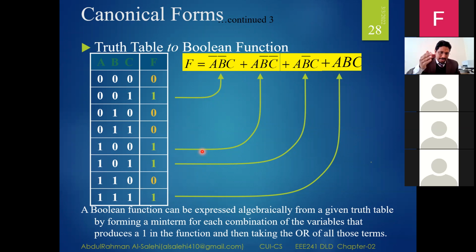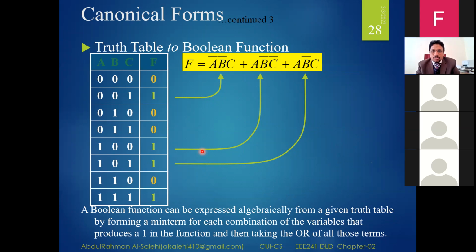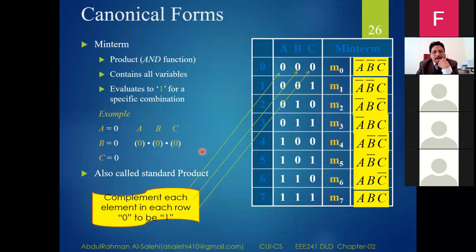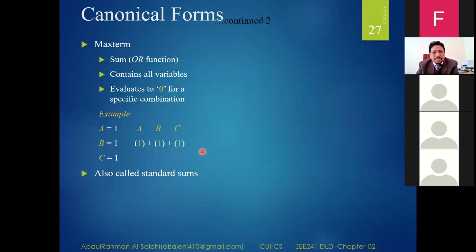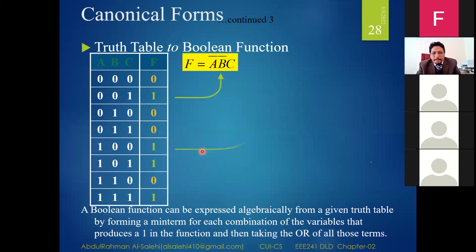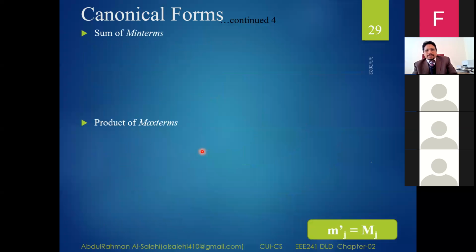We say that if F has a value at the end of it, if it is 1, then I'm talking about the min term. If it is 0, I'm talking about the max term, the OR function, with 0 result.